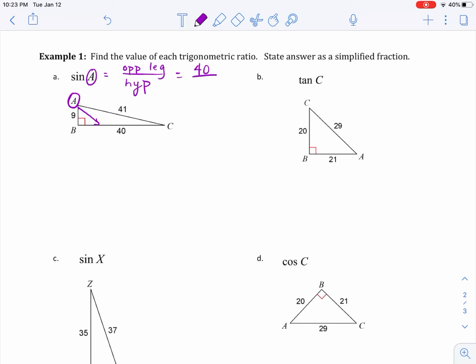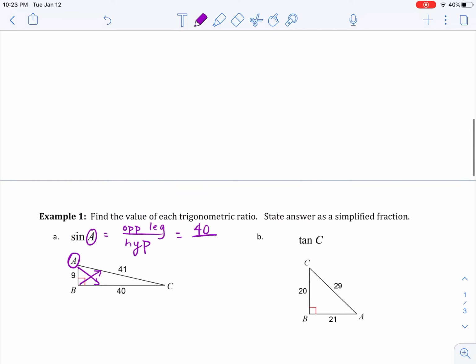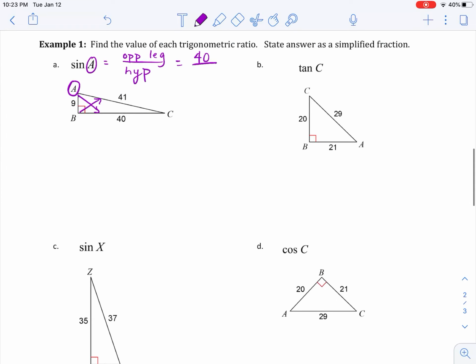The hypotenuse will never change. It's always going to be across from the 90-degree angle. And so that's going to be 41. And that's literally all you're asked to do in today's lesson, is make a fraction out of two of the sides. So get a numerator and get a denominator, and you are done.